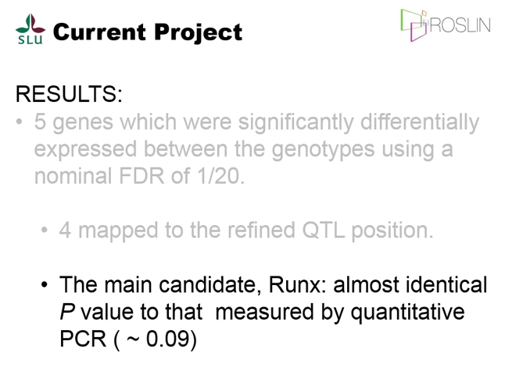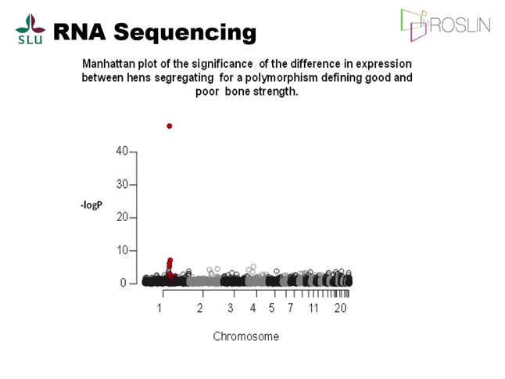And RUNX, which we also measured earlier by quantitative PCR, had pretty much the same p-value here, which was 0.09. So there's very good correspondence between the quantitative PCR and the RNA sequencing, but clearly RUNX is not the strongest candidate. So the strongest candidate turned out to be somewhere else. It's over there.